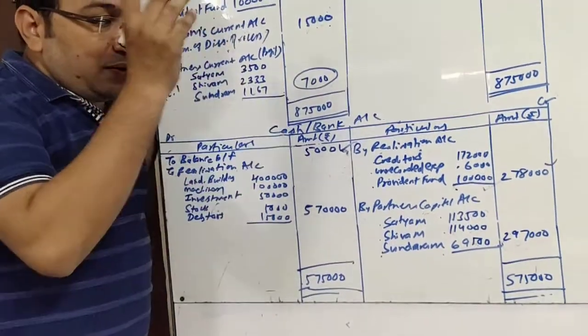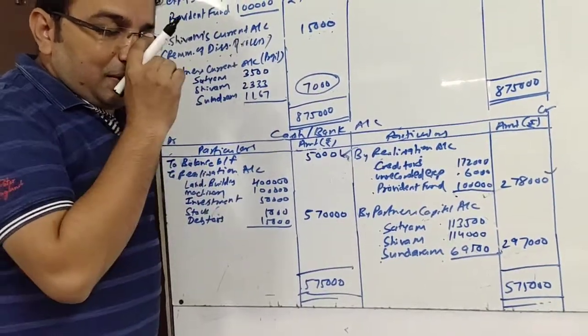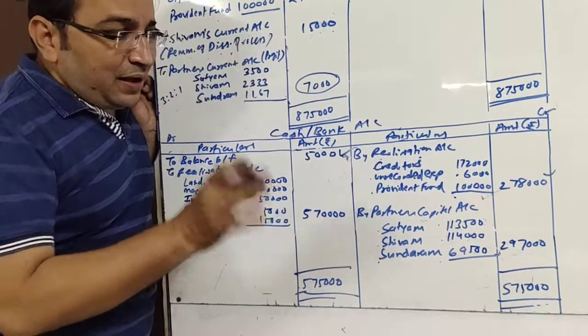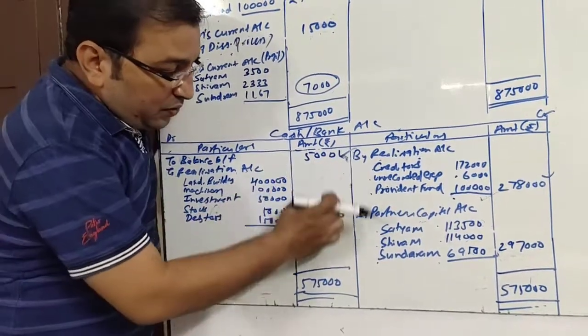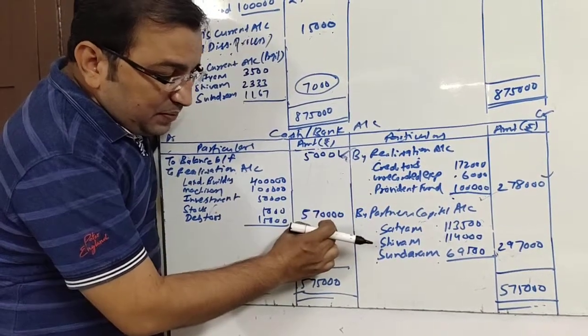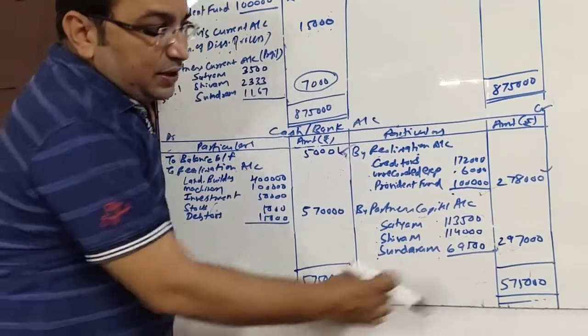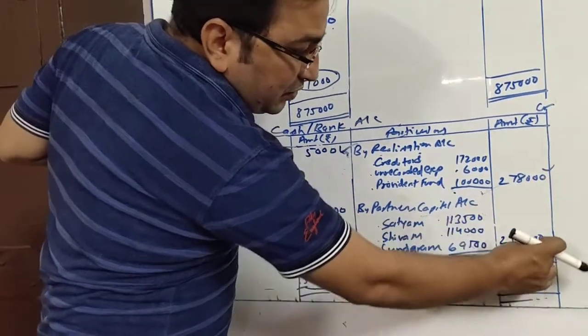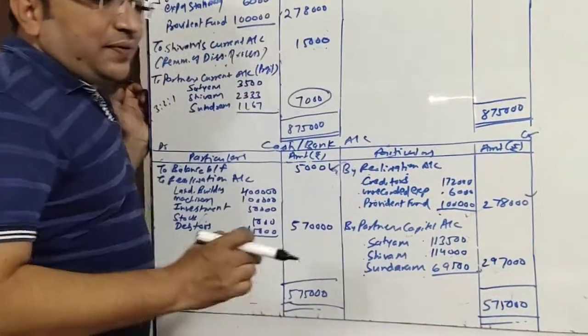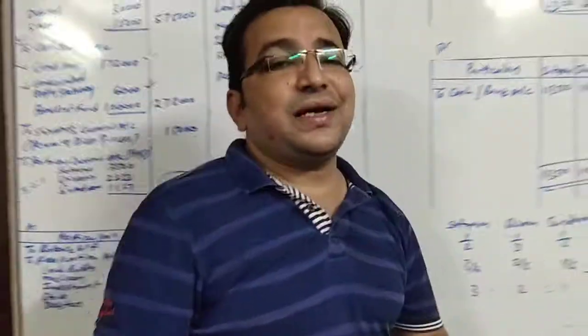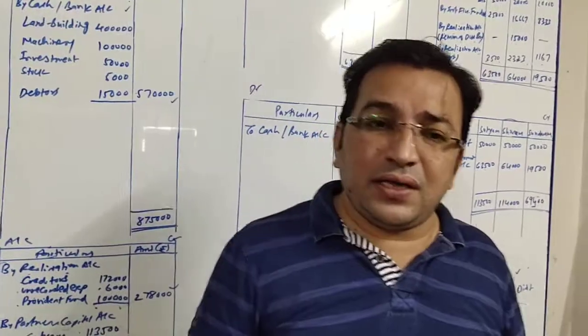Finally, we will be closing our cash account and we will be making total. If it gets tallied, arithmetically our sum is correct. So 5,050 and 5,70,000, so 5,75,000, and here 2,78,000 and 2,97,000, 5,75,000. So total of both the sides of cash account is the same.